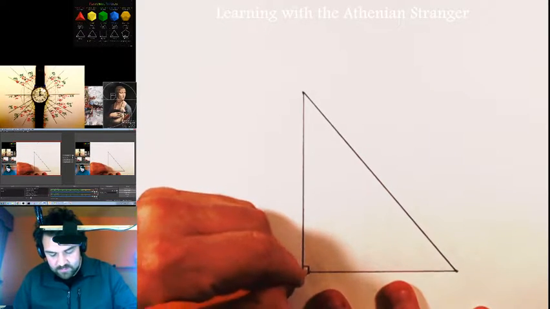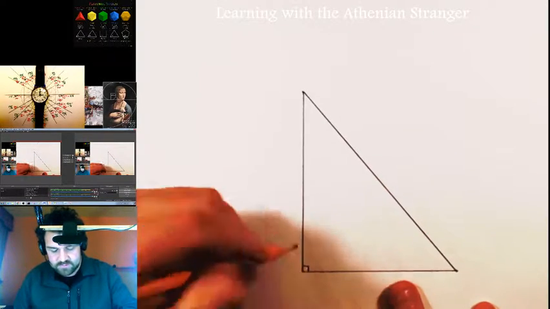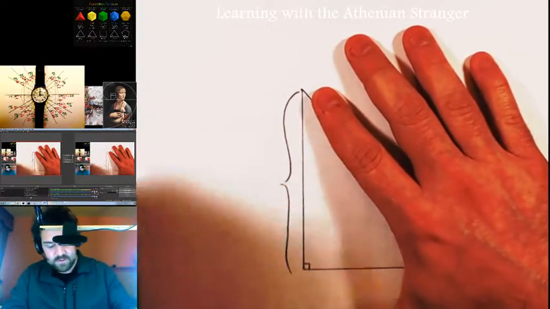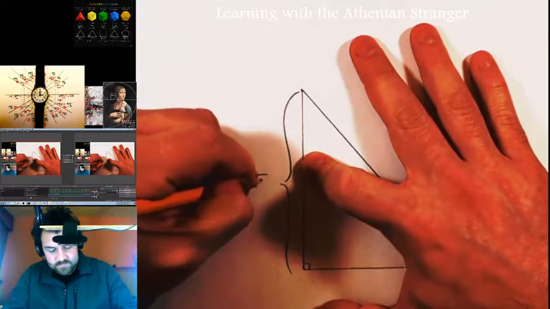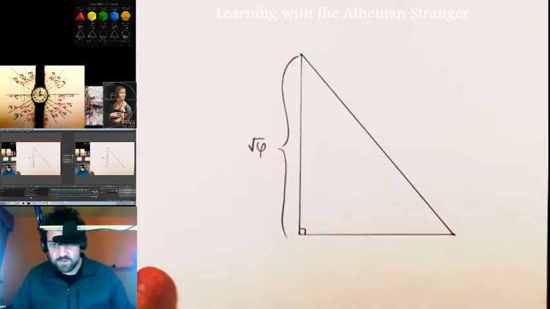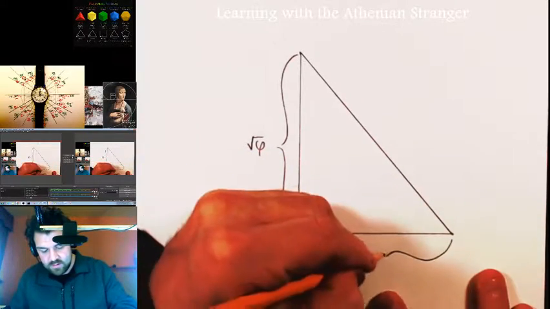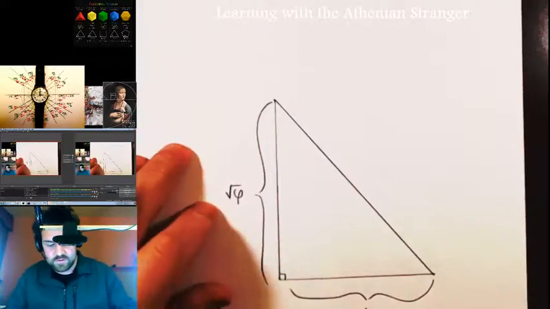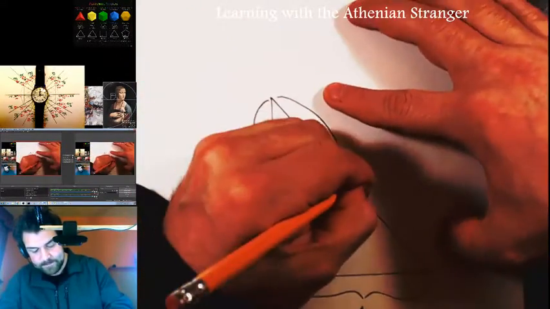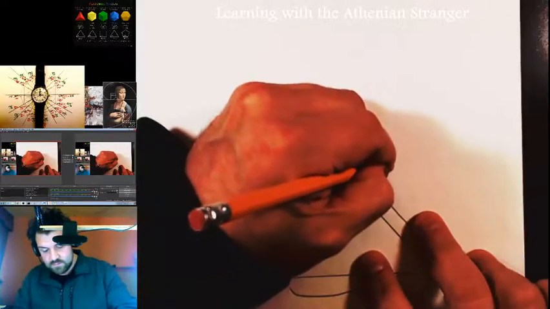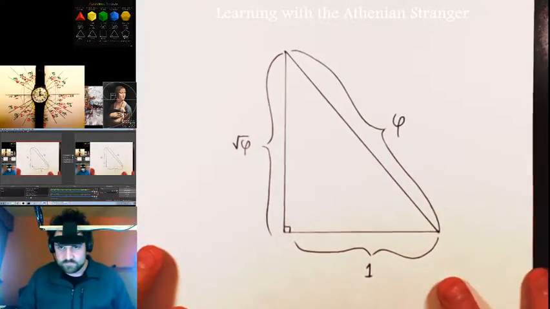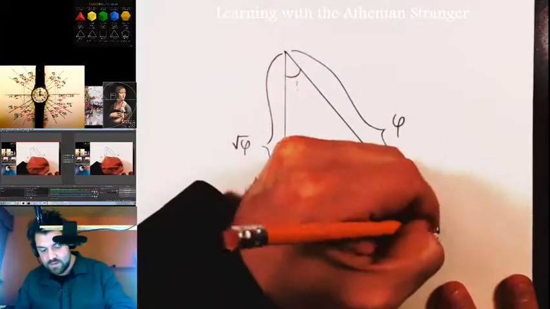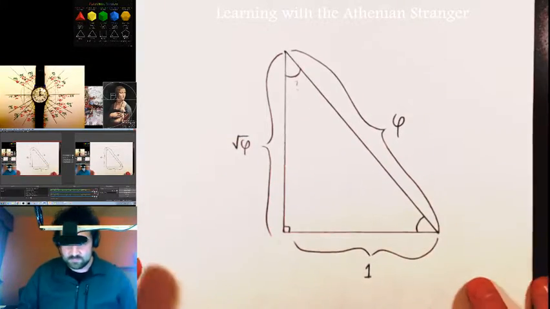We know this is a right triangle. So we can put our symbol for a right triangle right there to indicate this is 90 degrees. And we know this length right here is the square root of phi. And we know that this distance right here is represented by 1. And that this length right here is phi. That's what we know. Now what we want to know is this angle right here, which we don't know, and we want to know this angle right here. How do we do that?